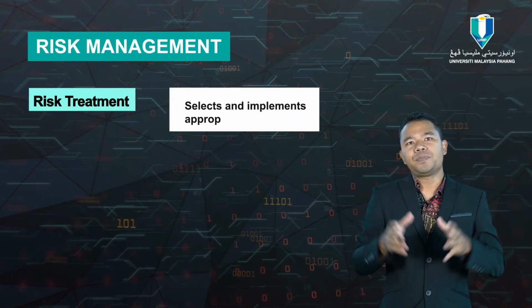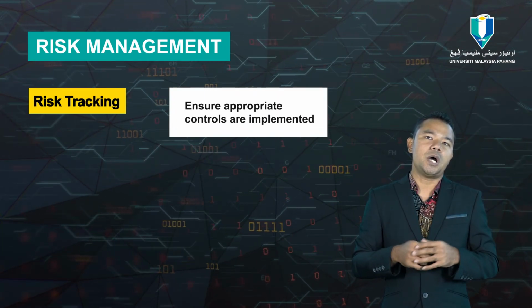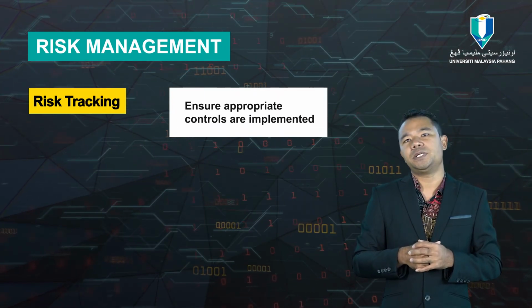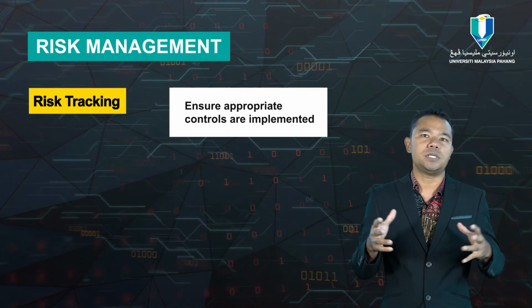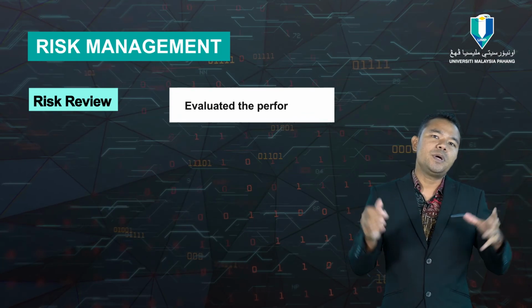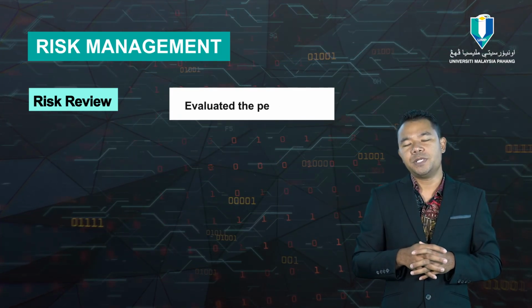Risk treatment. Select and implement appropriate controls for identified risk. Risk tracking. Ensure appropriate controls are implemented to handle known risks and calculate the chance of new risks occurring. Risk review. Evaluate the performance of the implemented risk management strategy.